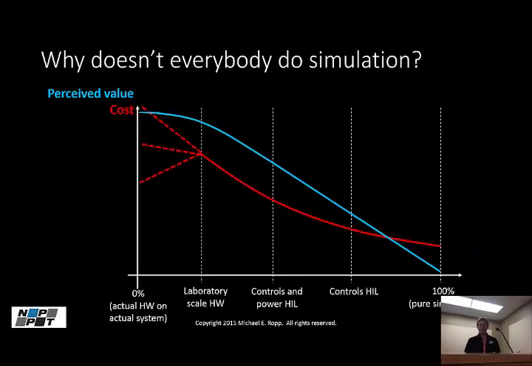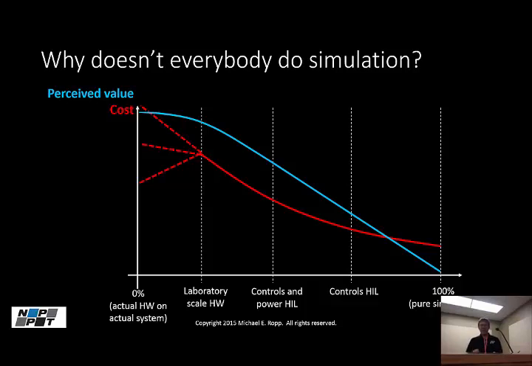I like to show this slide because, well, why doesn't everybody do simulation? Simulation is so great. And the reason is because what this graph is showing you is you see we've got a perceived value and cost on the vertical axis and the level of abstraction on the horizontal axis. 100% abstraction is pure simulation in the computer, and then I get towards 0%, which is actual hardware on the actual system, noticing that hardware testing in the laboratory is not 0% abstraction. It's very important to remember.